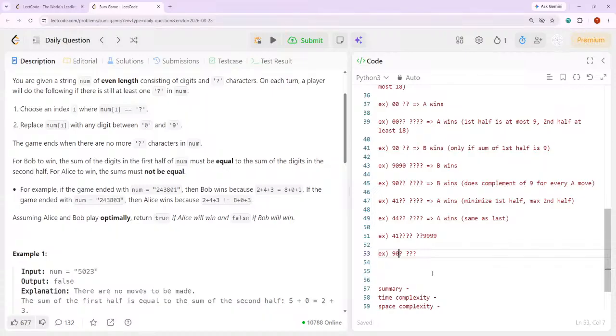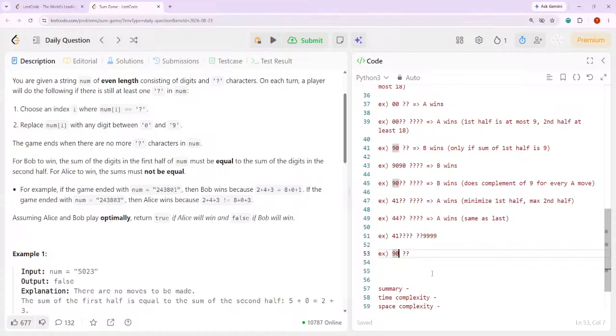Actually, maybe Alice loses here. Because if Alice makes a 0, then Bob makes a 0 in the second half. Alice makes a 9, Bob makes a 9 in the second half. Yeah, Alice loses here. Maybe this is just a simplification of canceling a question mark.